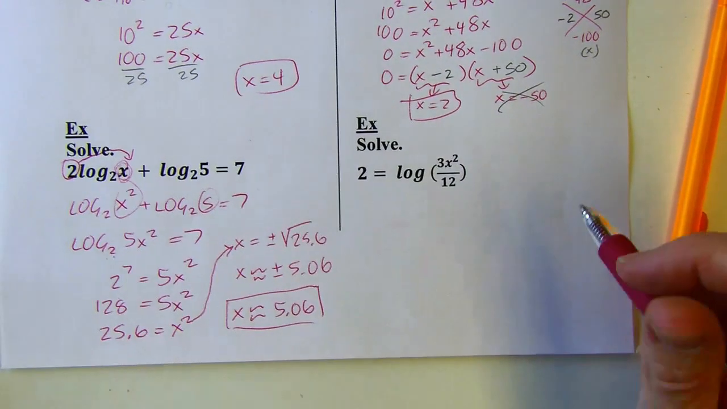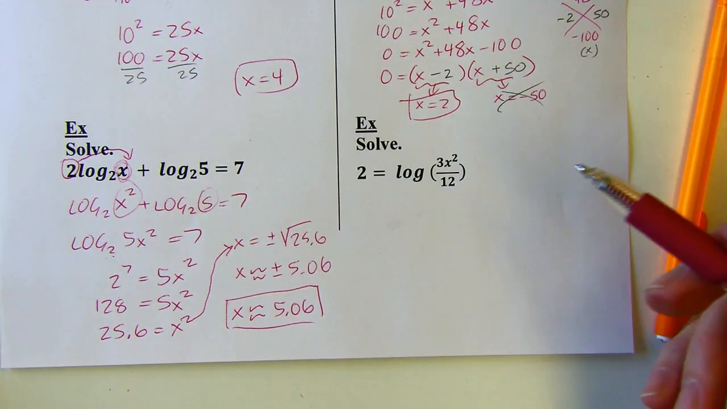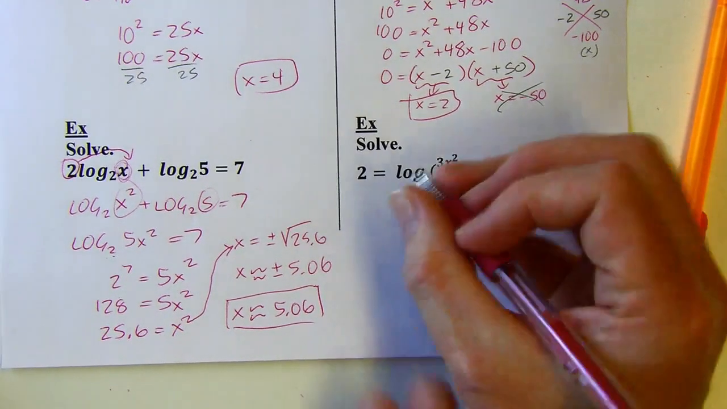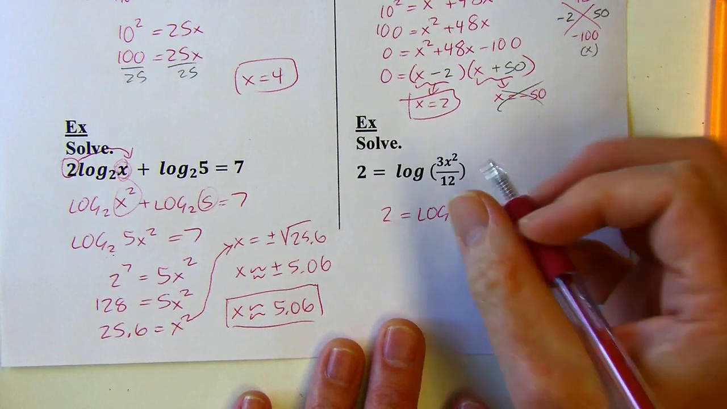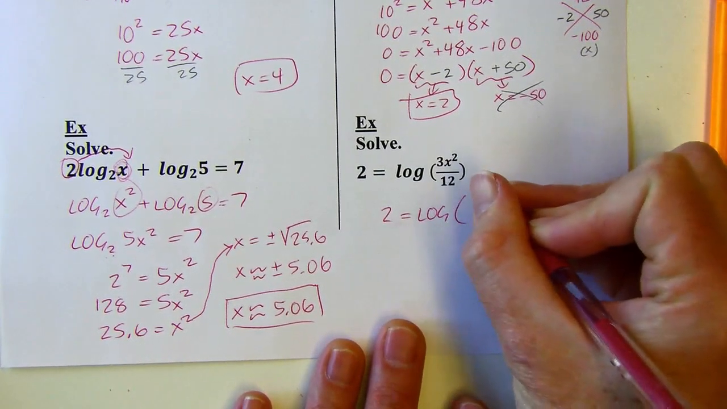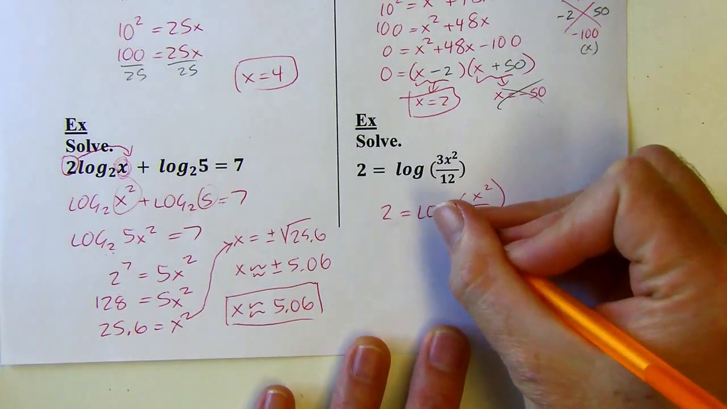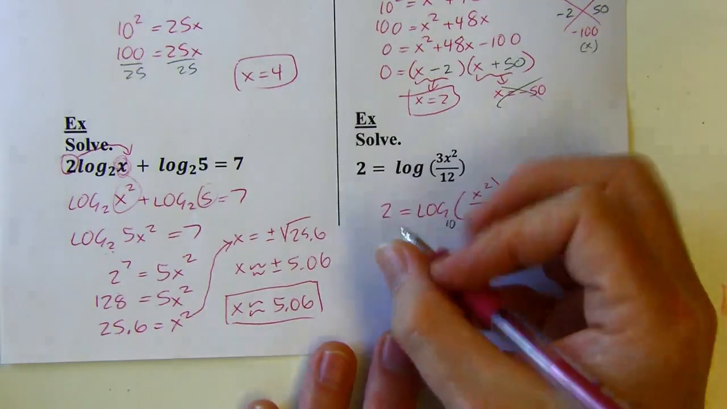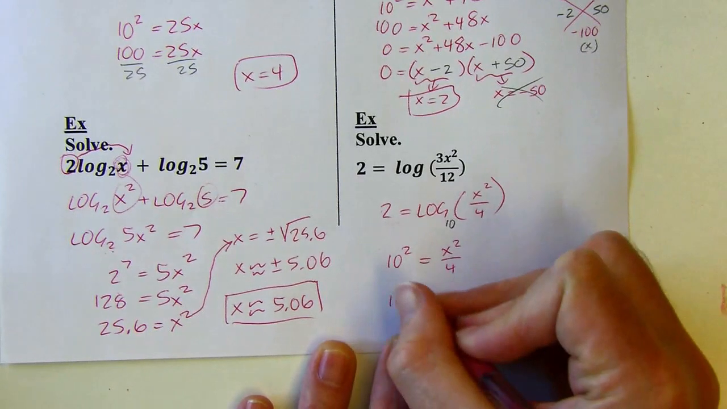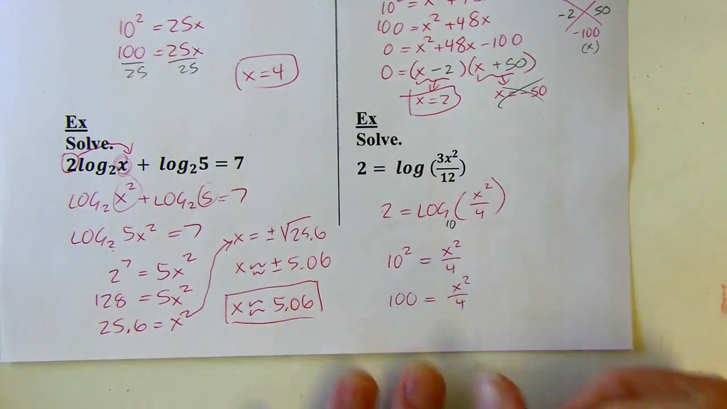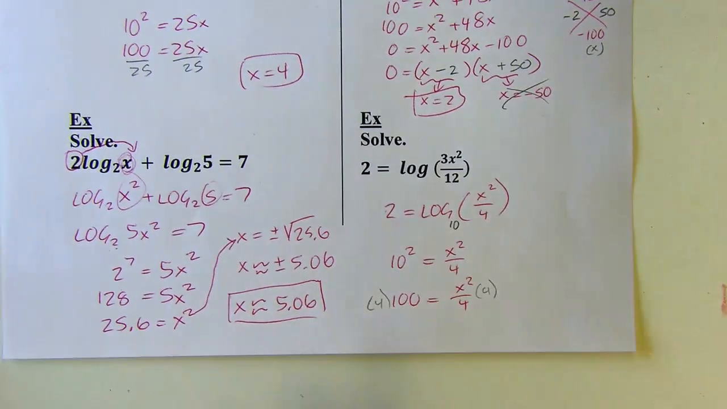Okay. All right, this one, there's a little bit of simplifying. I can simplify the fraction. I mean, I could convert it right now, but it's easier if you simplify the fraction first, or simplify anything before converting. So 3 over 12 is 1 over 4, right? So this gives me x squared over 4, okay? And now my base here is 10, so 10 to the second is going to equal the fraction. 10 to the second is 100. Okay, multiply both sides by 4 to isolate the x squared, and that means 400 equals x squared.